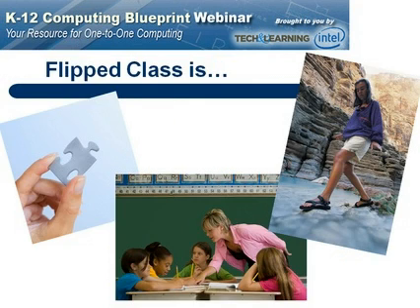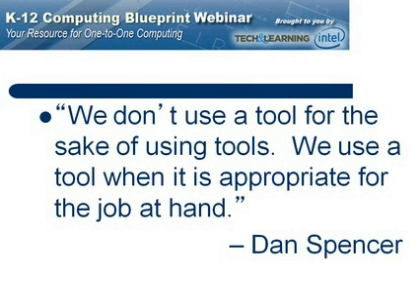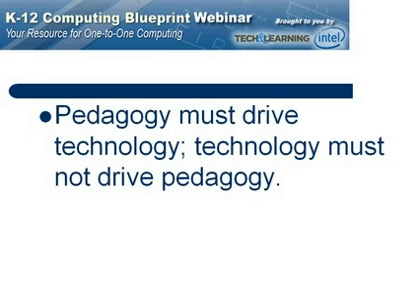Yeah, it's a piece of the puzzle I mentioned earlier, and it's a stepping stone. If you have a teacher who's been a lecturer for 20 years and you want them to sort of think differently and do some of these things Aaron talked about, UDL and project-based learning, then I think that this is a great stepping stone. A great quote from a colleague of ours in Michigan. He said, "We don't use tools for the sake of using tools. We use the tool when it's appropriate for the job at hand." And another colleague said, "Pedagogy must drive technology. Technology must not drive pedagogy."